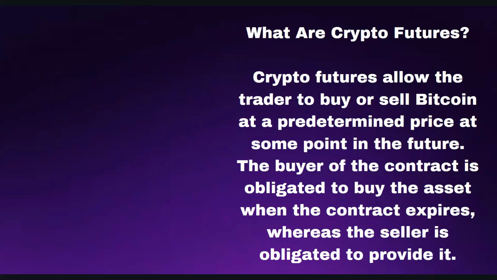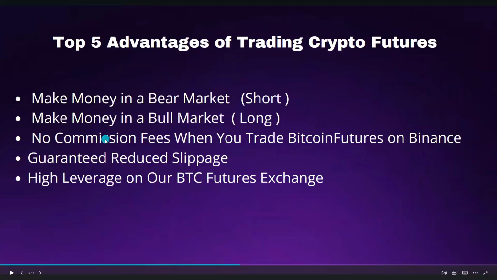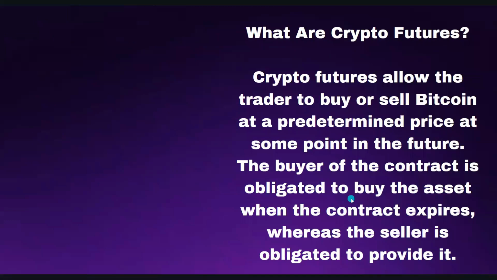When it comes to trading, we have what we call the spot market, futures market, and P2P market. The futures market falls under the options market. We have different kinds of options contracts. That is why it's called a contract. The buyer of the contract is obliged to buy the asset when the contract expires, whereas the seller is obliged to provide it.